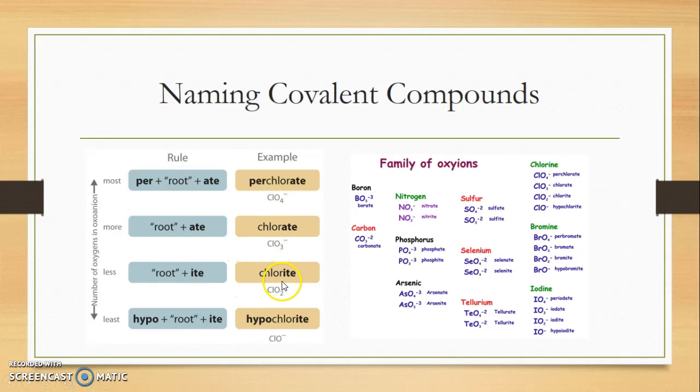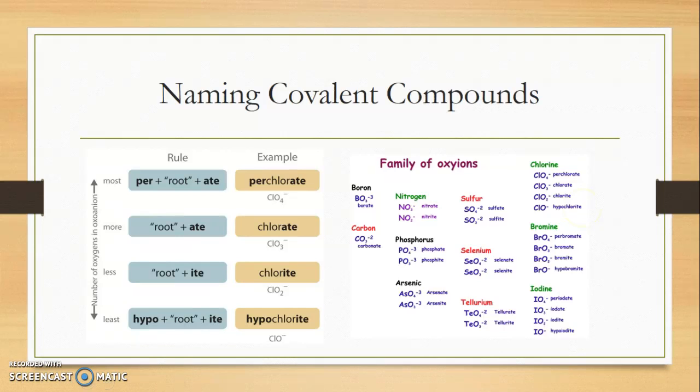When there's less oxygen, we would call it ite, as in nitrite, sulfite, phosphite. When there's an unusually low amount of the oxygen, we might call it hypochlorite, hypoiodite, hypobromite, hypochlorite.